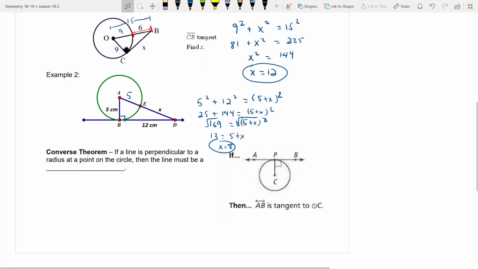Now, we have a converse of this, meaning the flip of it. And this is if a line is perpendicular to a radius at one point on a circle, the line has to be a tangent.